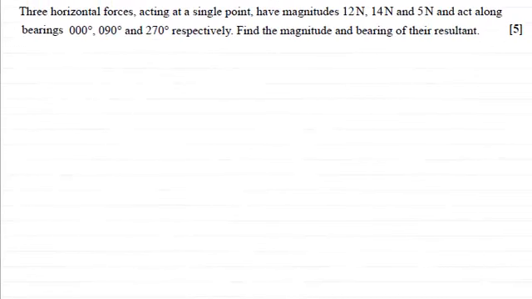Hi. Now in this question we're given three horizontal forces acting at a single point, with magnitudes of 12 newtons, 14 newtons and 5 newtons, and acting along the bearings of 000 degrees, 090 degrees and 270 degrees respectively. What we've got to do is find the magnitude and the bearing of their resultant.